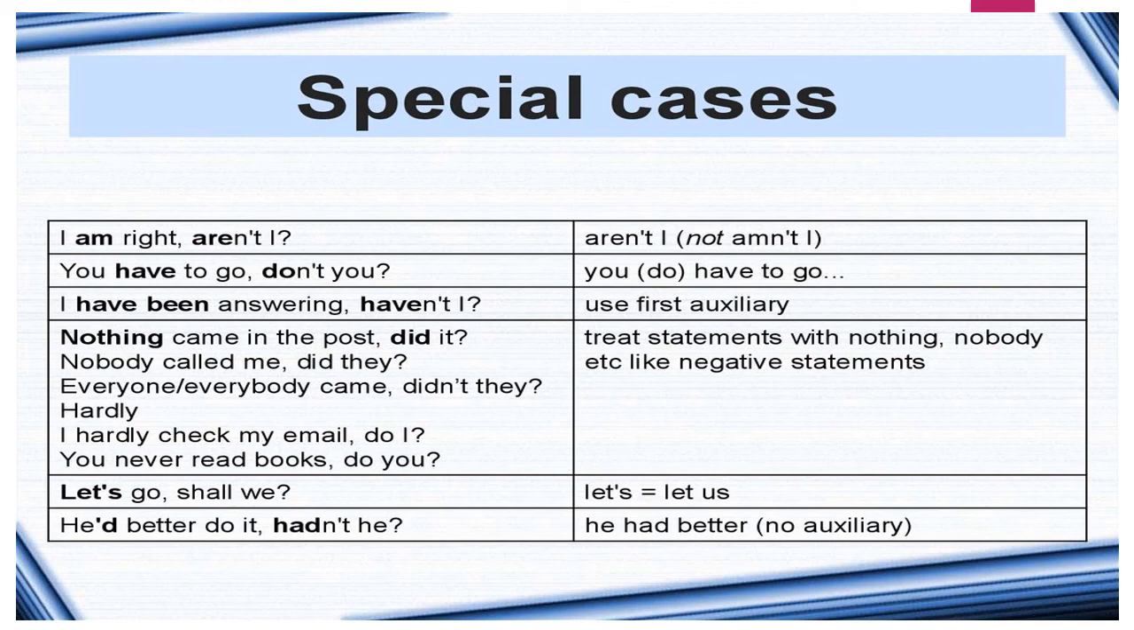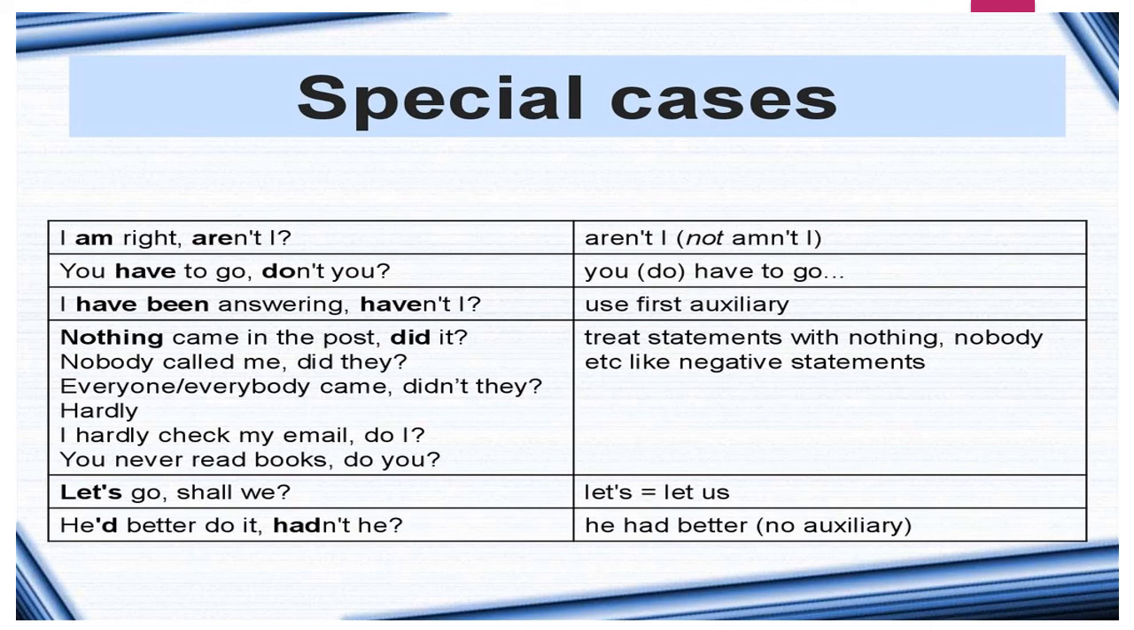You never read books. Yes, it's a very simple negative sentence. Make a positive tag. Read is the main verb. Split the main verb in terms of do, does, did. So you get do. Do you? Do you is the question tag.